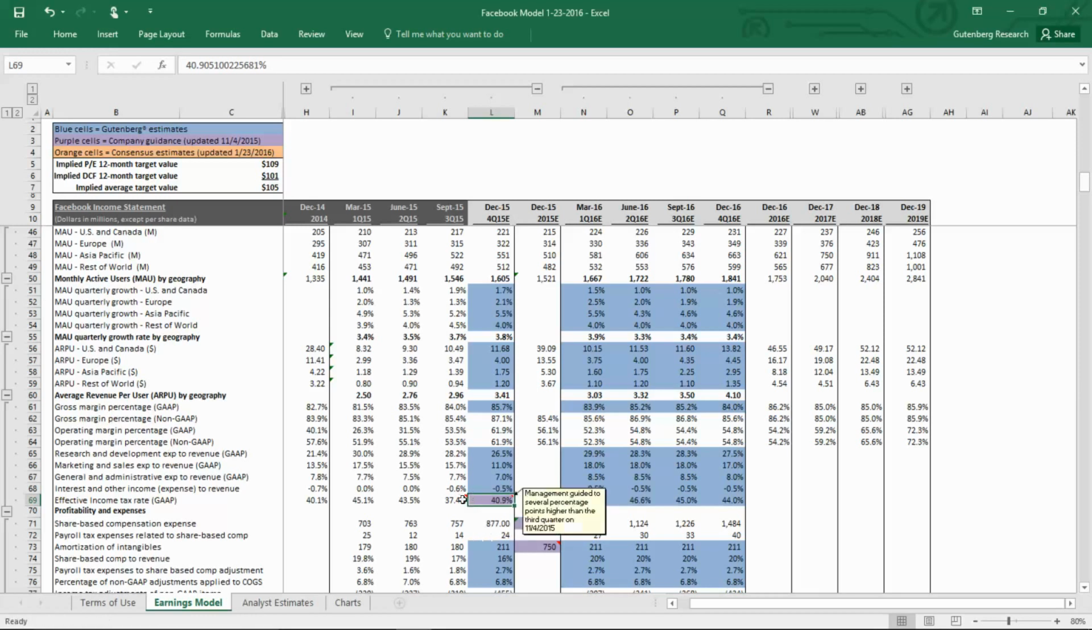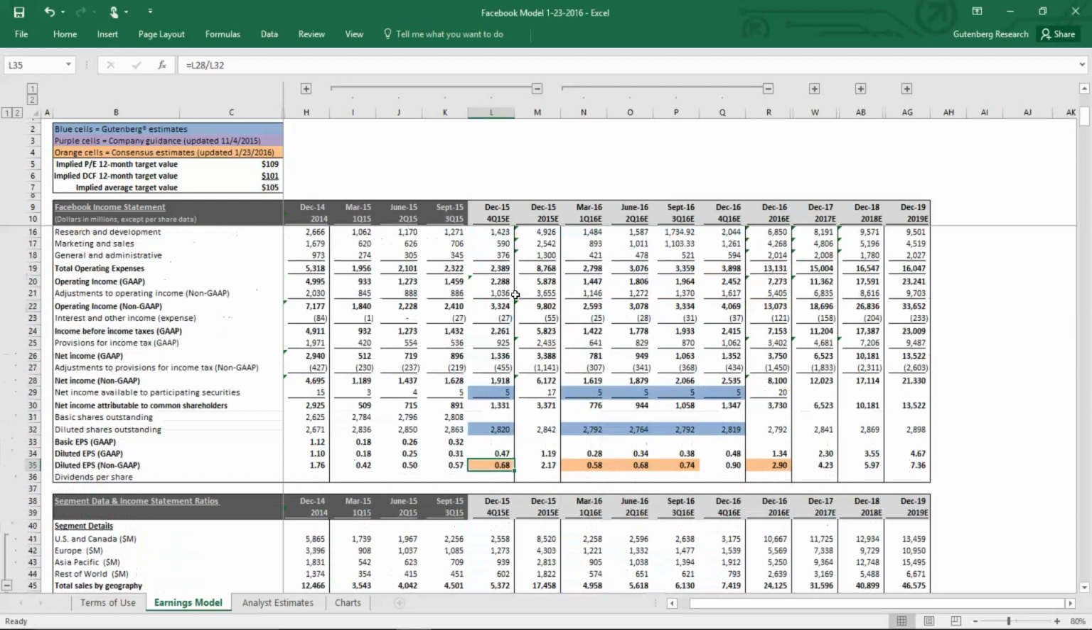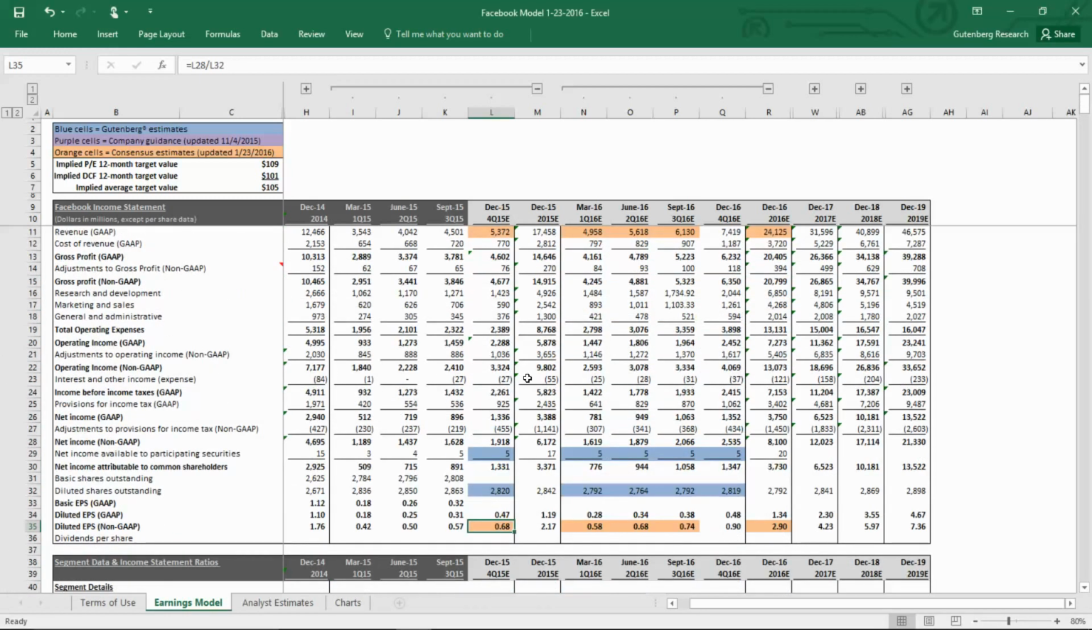And this is going to be the main driver of the difference if there is a beat or a miss for the fourth quarter. So we don't have a lot of guidance on the top line revenue estimate. We don't have a lot of guidance on tax, and the only item that they really gave us solid guidance for was the expenses. But even still, it looks like consensus estimates are in line with the general guidance that management gave us heading into this quarter.